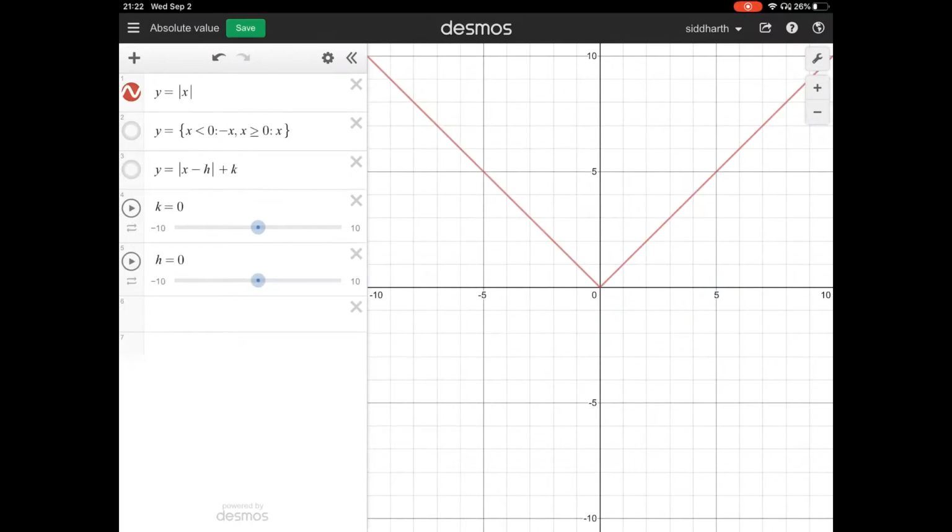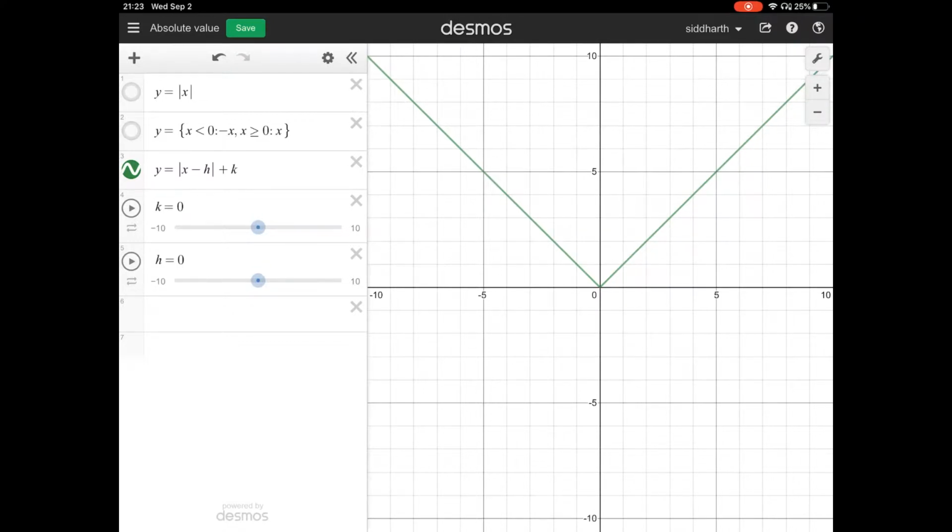Our final example is the absolute value function, that is y is equal to the absolute value of x. Now recall that this can also be defined with a piecewise definition, that is y is equal to minus x when x is less than 0, and y is equal to positive x when x is greater than or equal to 0. The more general form of how to write this is this definition, that y is equal to the absolute value of x minus h plus k.